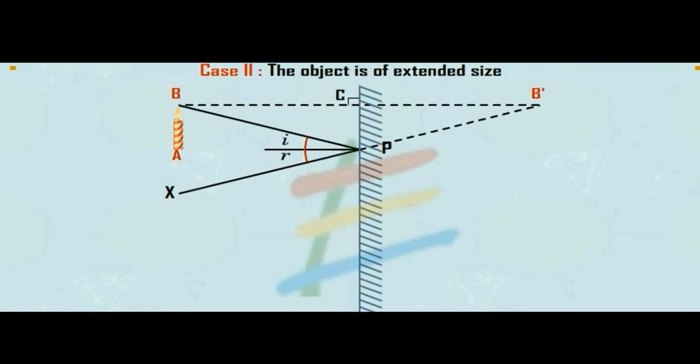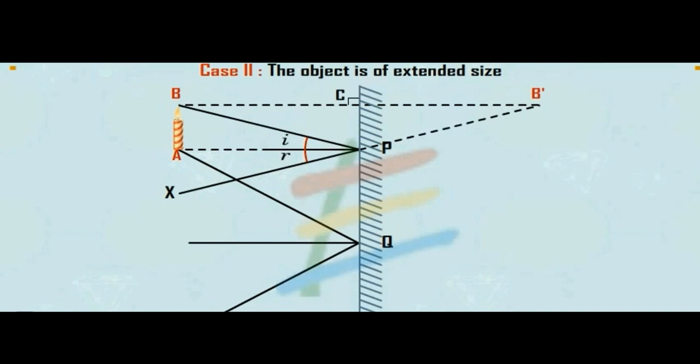Then a ray coming from the bottom of the object falls on the mirror and travels back along the same path. Another ray travels to the mirror, and after reflection these extended rays meet at one point, A dash. Then A dash B dash is the image of the object AB. Finally, the features of this image: it is a virtual image, erect, the same size as the object, and laterally inverted. Another special thing is that the object distance CD is equal to the image distance CB dash.